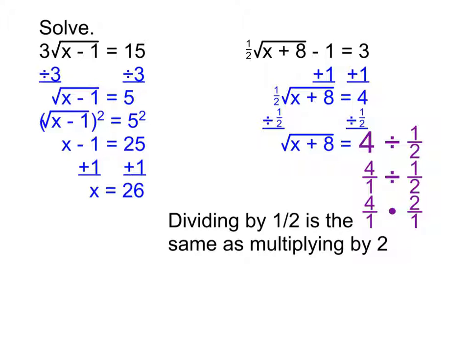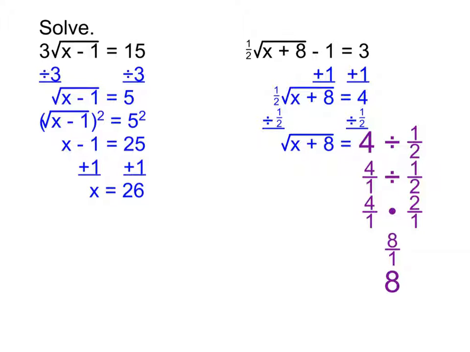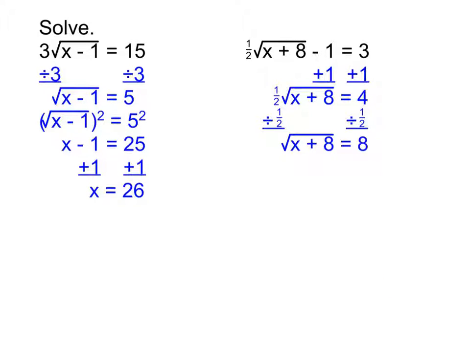Which means also, if you thought of it this way, this would also be fine. If up here, instead of writing divide by 1/2, if you'd written times 2 on both sides, that would also work. It'll do the exact same thing. Because in order to divide by 1/2, we multiply 4 by 2. So it just equals 8. So I now have the square root of x plus 8 equals 8.